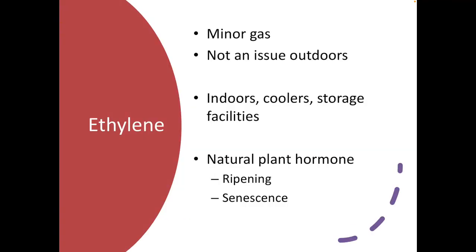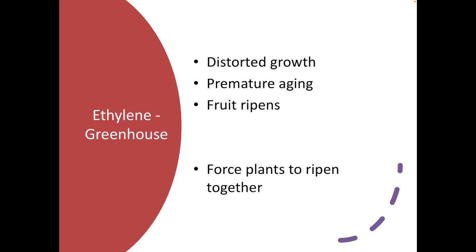For you indoor growers, you're going to have a bigger problem with ethylene. It's not an issue outdoors. A little tiny breeze blows it away, so we don't have a problem with this outdoors. Indoors, most of our motors will produce some amount of it, our coolers, our storage facilities, our heaters. It is a natural plant hormone, so plants will produce this as well, and they use it for ripening their fruit and senescence, meaning when we're getting ready to drop our leaves or we're getting ready to drop our fruits off of our plants, they're utilizing a chemical hormone called ethylene.